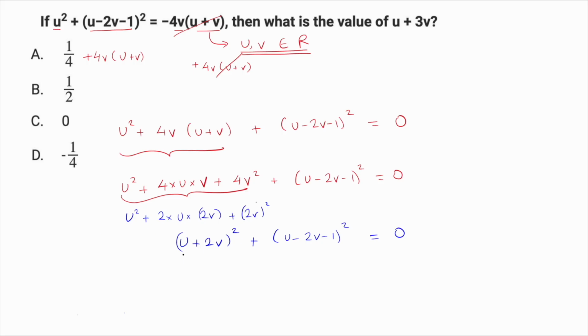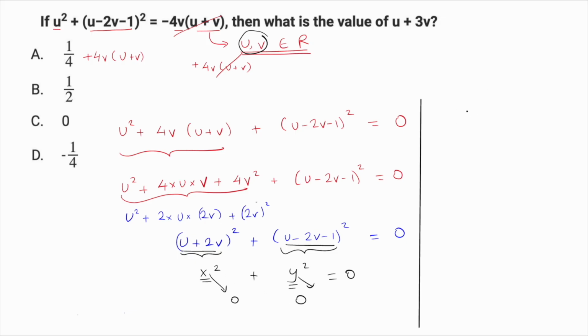Now this is like saying if I call this x and this y, we have x square plus y square is equal to 0. Since u and v are real numbers, u plus 2v that is x, and u minus 2v minus 1 that is y, are also real numbers. The sum of squares of two real numbers is 0. This can only happen when x and y are both equal to 0. So we can conclusively say that u plus 2v is 0 and u minus 2v minus 1 is also 0.